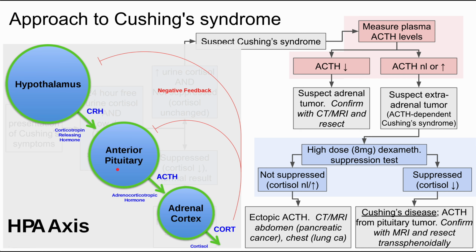It doesn't respond to low-dose dexamethasone, but it did respond to high-dose dexamethasone. It still has some properties of the normal anterior pituitary. In this case, you would confirm with MRI and you would resect it from the anterior pituitary.